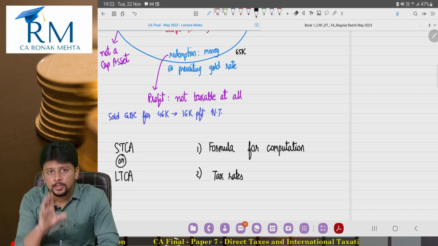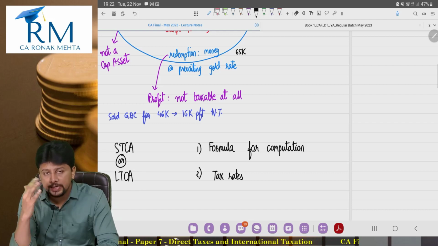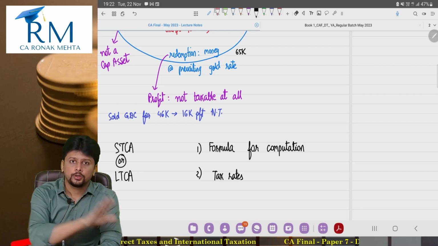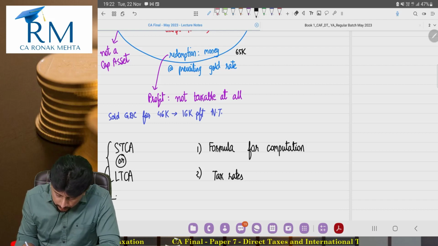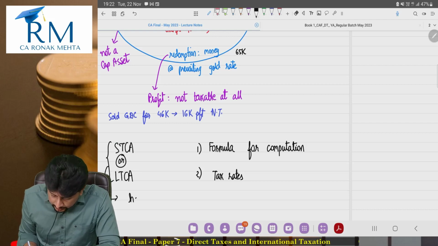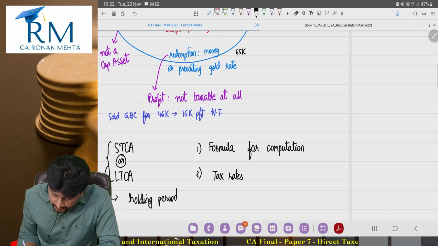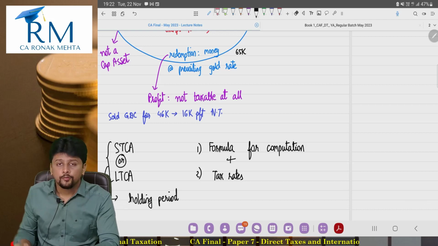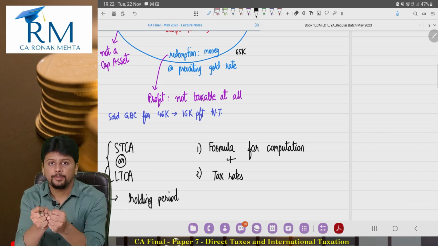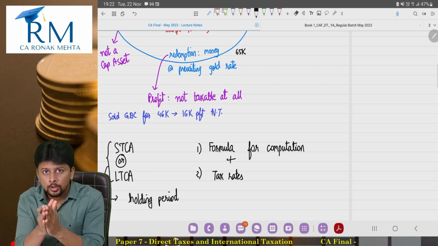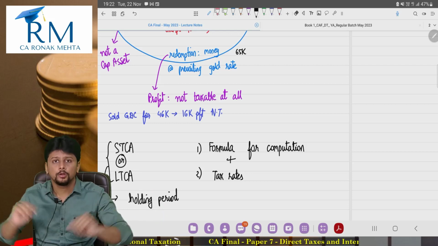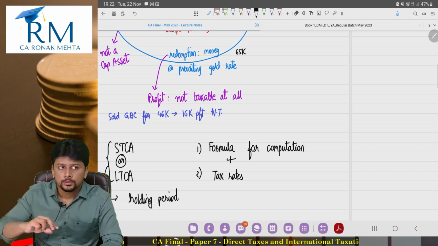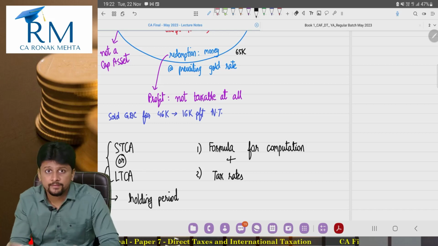So step 1 in any capital gain situation is to determine whether the capital asset is short term or long term. How do you decide whether the capital asset is short term or long term? That depends on the concept called holding period. For how long have I held the capital asset? For how long was I holding the capital asset? If that is small, short term; if that is more, long term. Now, of course, less, more, that's very vague.